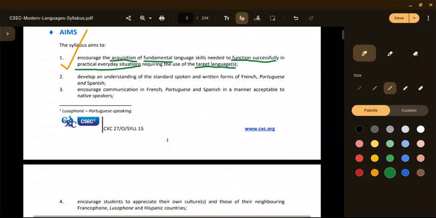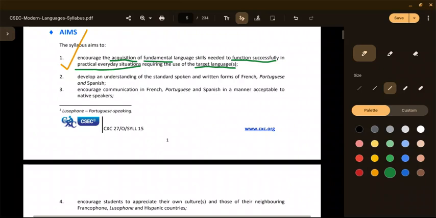Develop an understanding of the standard spoken and written forms of French, Portuguese, and Espanol. So, just to let you know, if you see these italics, like how Portuguese is in italics, those are updates to the syllabus. Anywhere you read a syllabus and there's a word or phrase in italics, that shows the updates because they updated the syllabus to also include Portuguese. 2017, 2015, yeah, that's when they did that, okay?